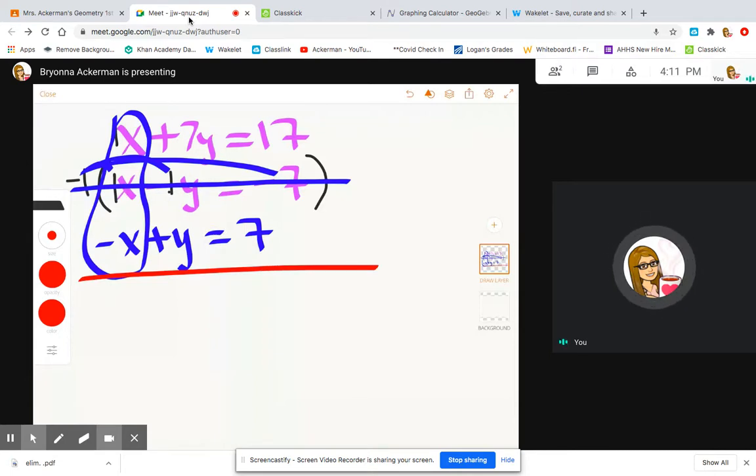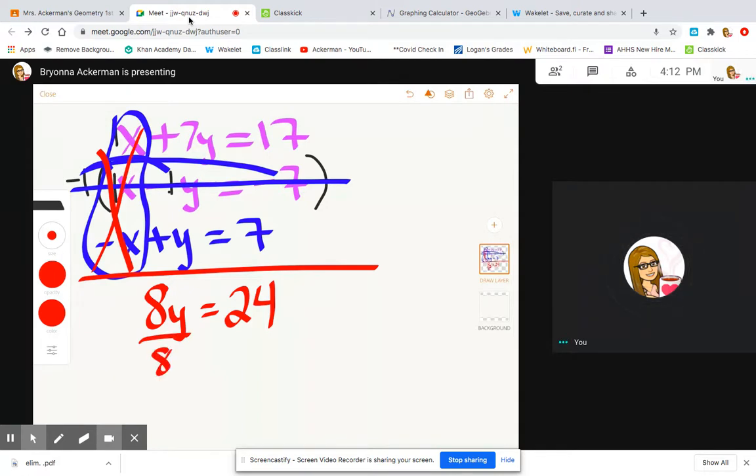So we're going to add them down. So we have x minus x. So that goes away. That's just 0. We have 7y plus y. So that's 8y. And then over here, my constants, I have 17 plus 7. And so I get 24. Now I'm going to divide both sides by 8. And so y equals 3.